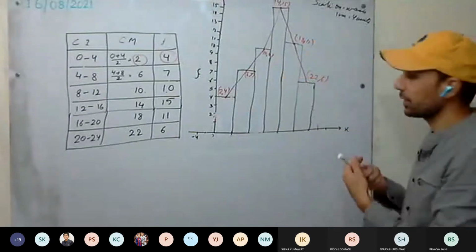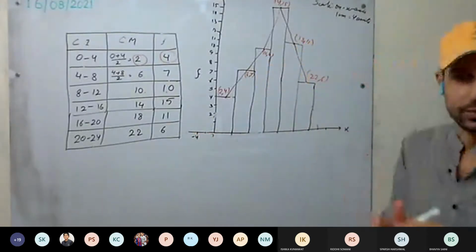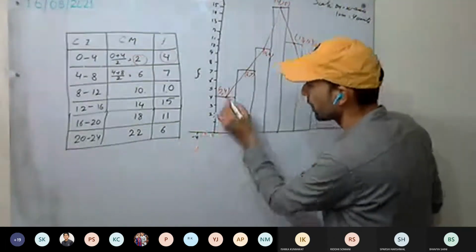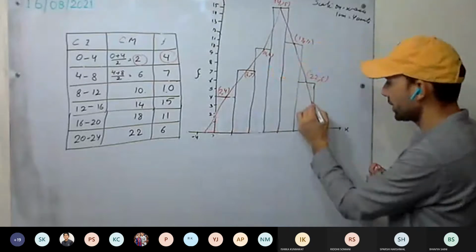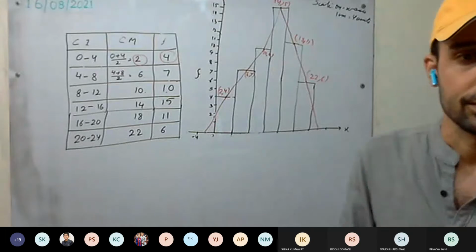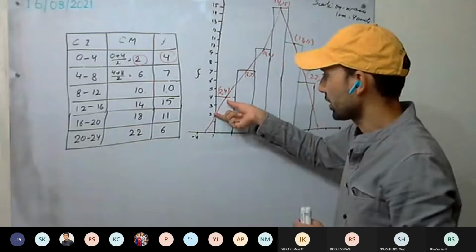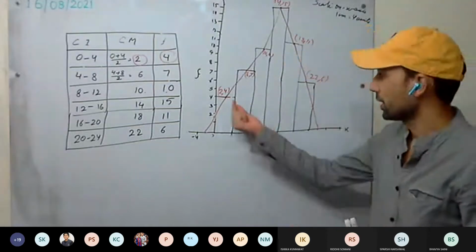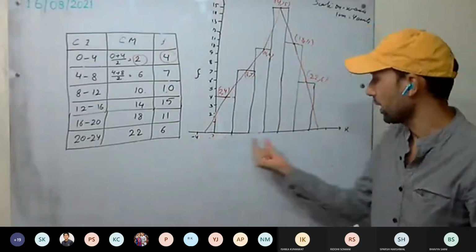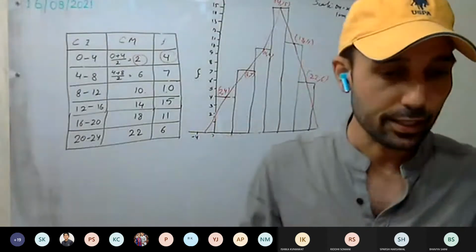So to make it look better, what do we do? We take one class just immediately before, one class just immediately after. That class will have the frequency as 0. So we just join that. It looks better now, and it also gives an idea that some value is there. So we always go for one class just before the first class and one class just after the last class.